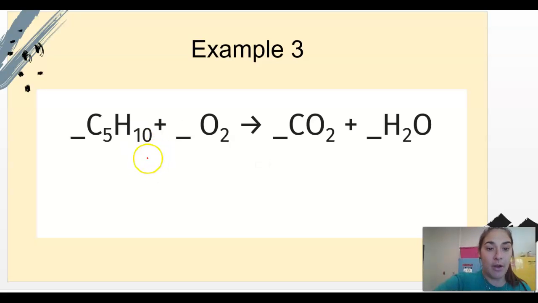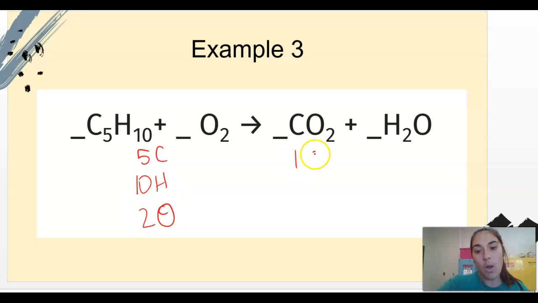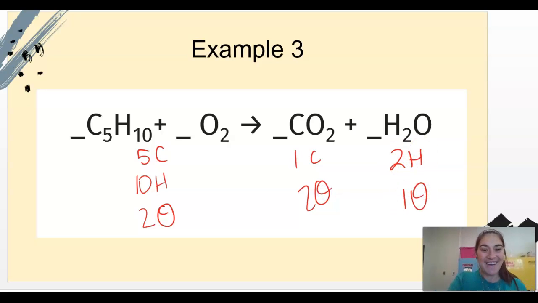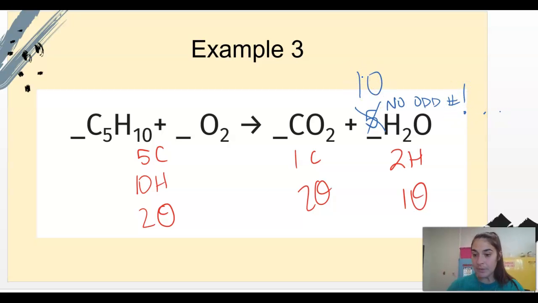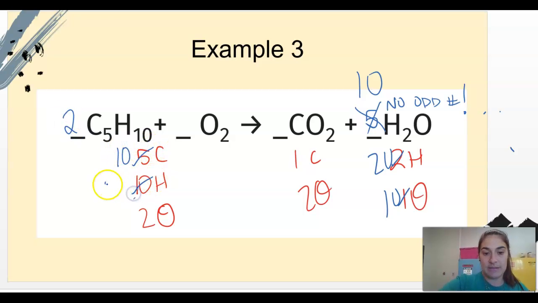So 5 carbons, 10 hydrogens, 2 oxygens, 1 carbon, 2 oxygens, 2 hydrogens, 1 oxygen. Okay, so I have 10 hydrogens on the left, 2 on the right. So I want to put a 5. No, no, no. No odd number. So instead, I'm going to put a 10. Okay, so that 10 changes hydrogen to 20 and oxygen to 10. But notice, by making that 20, I need to come back over here and fix that by putting a 2 in front, which changes carbon to 10 and hydrogen to 20.